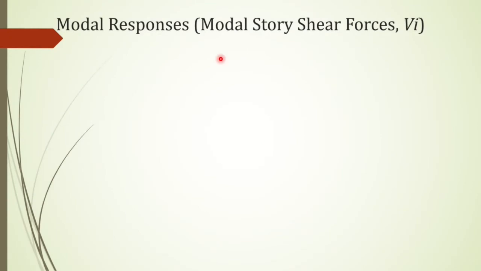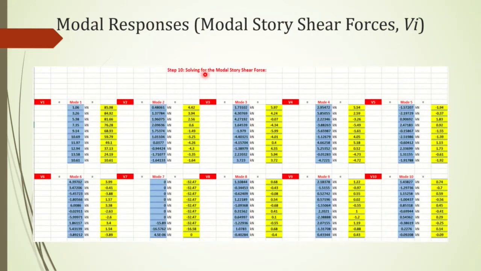Next is the modal story shear forces, Vi. Now, to solve this Vi, we need this formula, which is just the summation of the forces above a floor. For example, let's start with V1 as an example. This 10.61, which is the 10th floor, retains its value. Why does it retain its value? Since this is the 10th floor, it carries no weight except its own. There is nothing above it, no live loads above it, only its self-weight.